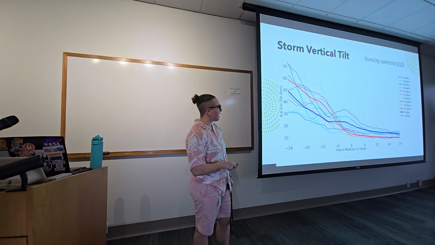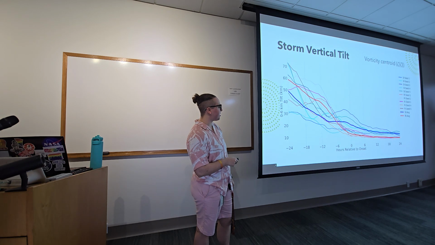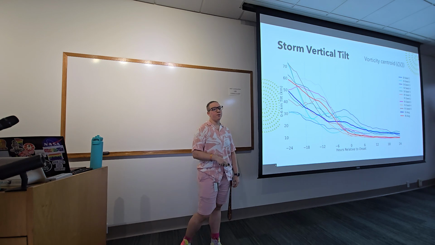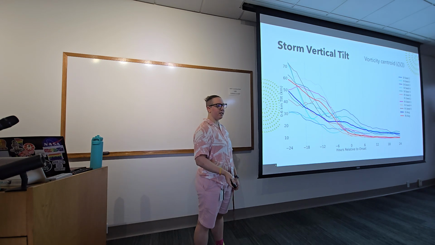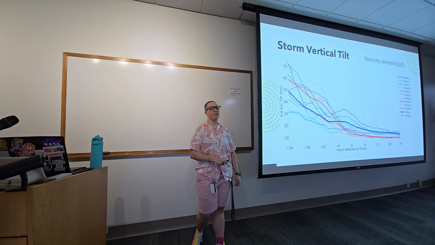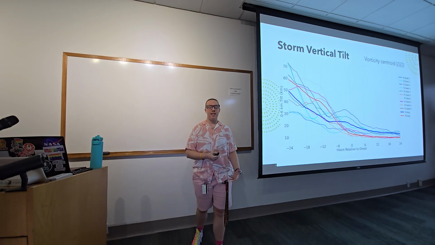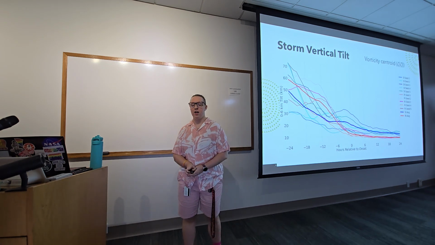I also want to note that the RI cases had the largest drop in their tilt. So they had the largest decrease in their tilt value compared to the SI cases around 12 hours before onset. So we believe that it is the rapid vertical alignment of the storm that has allowed the TCs in the RI ensemble to undergo RI versus SI.